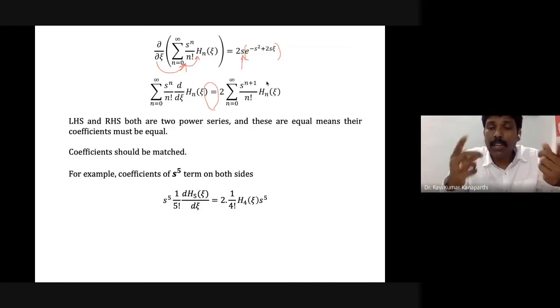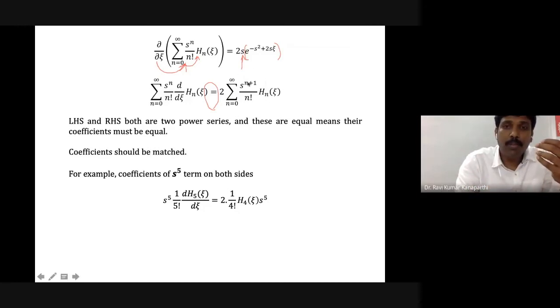Therefore, to obtain the s to the power 5 coefficient from the right hand side, n is equal to 4 needs to be substituted. We have to substitute n is equal to 4. So from this, there is a 2 outside the summation notation, so you can straight away write it here.